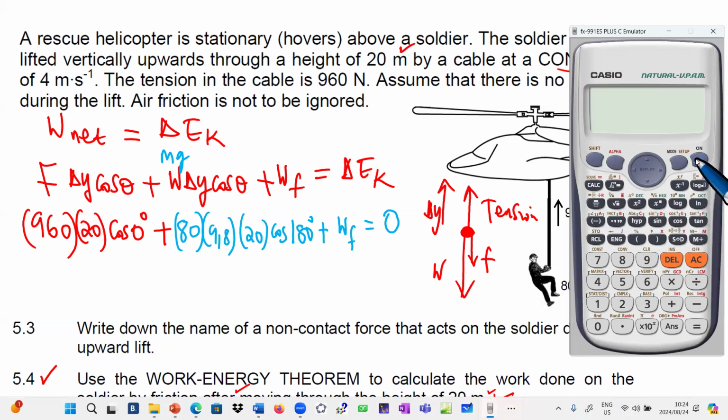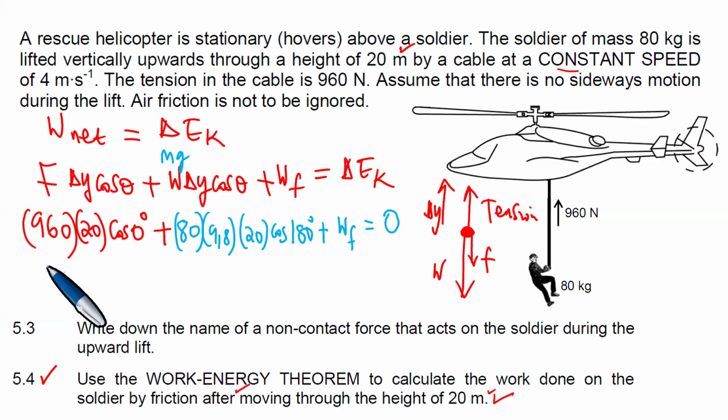Let's take a look at these. 960 times 20 is 19,200. Okay, and then now you come to this one.